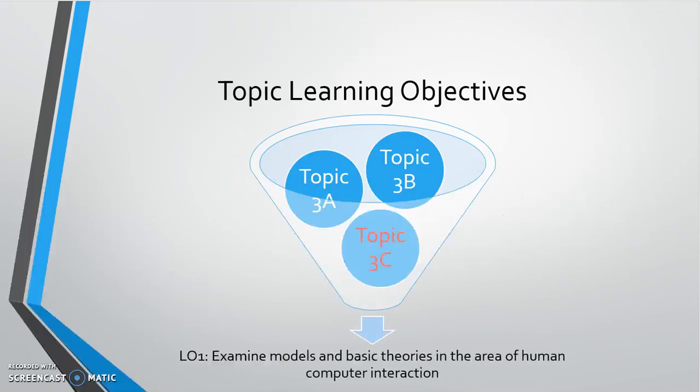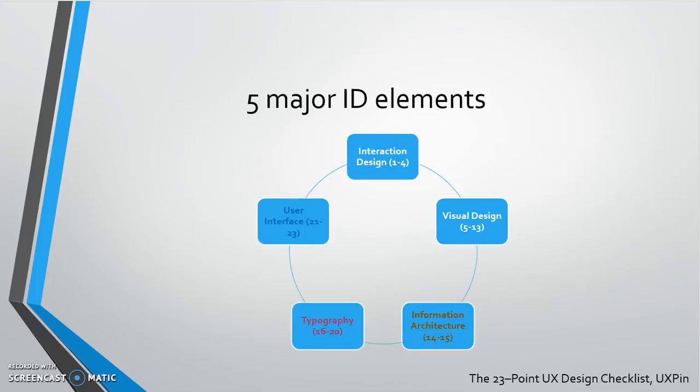Topic 3C is aimed at learning objective 1, whereby in Topic 3C we will look at several do's and don'ts under information architecture, typography and user interface.